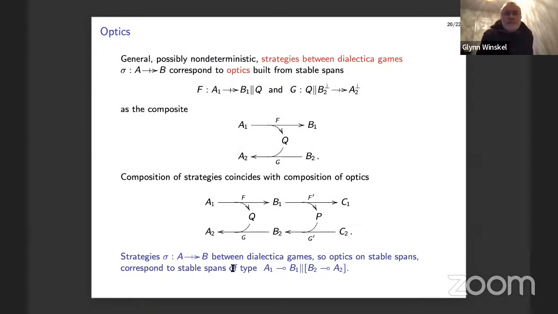If we look at non-deterministic strategies between Dialectica games, we find they correspond to optics built from stable spans this time. And I'll remind you that an optic can be viewed in this kind of way. The forward part and the backward part coupled together by some residual Q, where, strictly speaking, we can wiggle this Q up and down, so we have really an optic associated with an equivalence. We can jiggle Q up and down in this intermediate part here. While strategies between Dialectica games correspond to such optics.